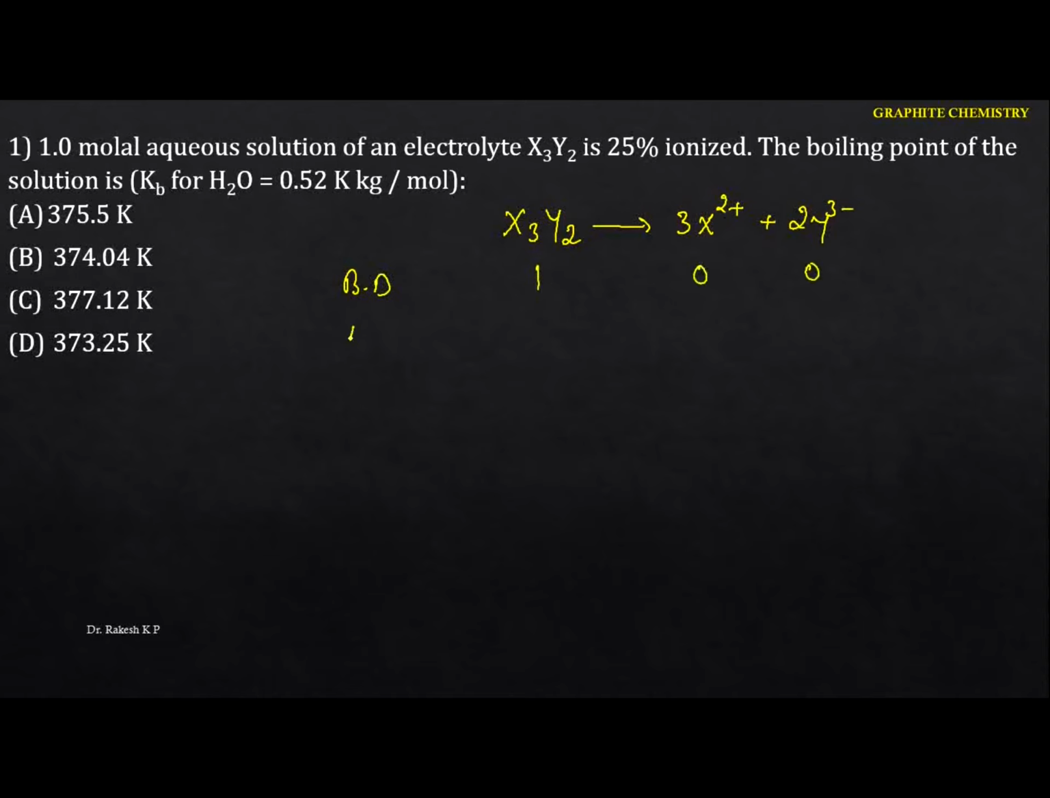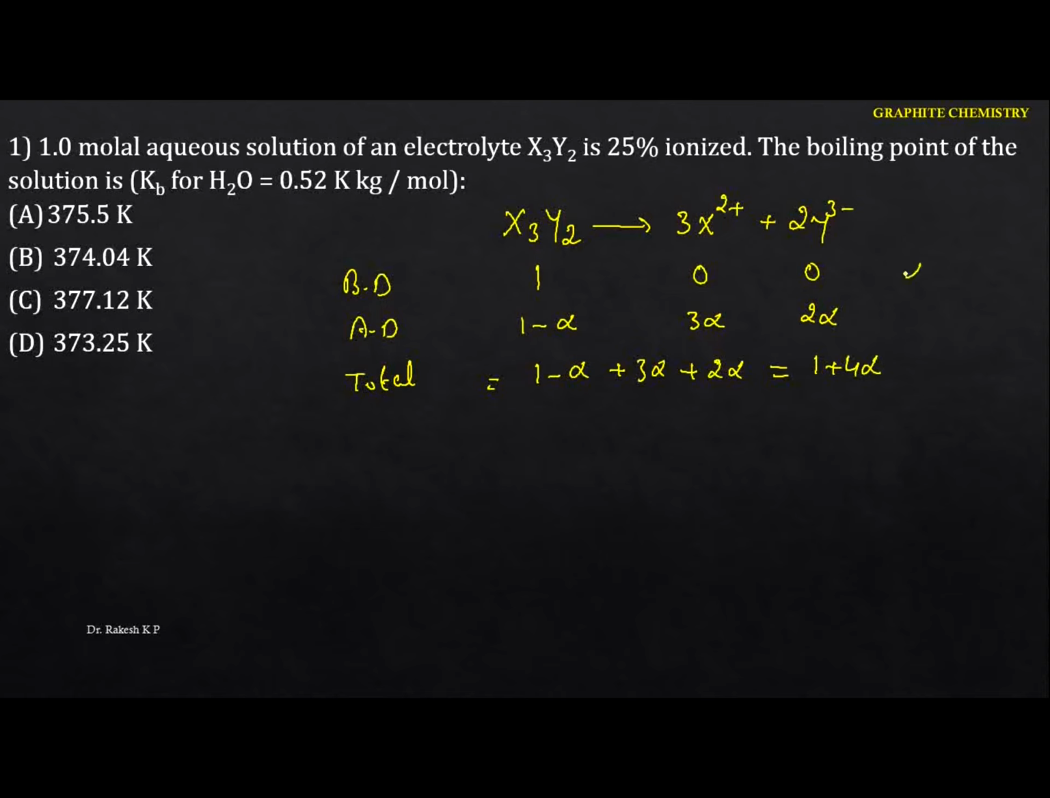And after dissociation, I am going to write there is some degree of dissociation. I can write 1 minus alpha here, 3 alpha here, and here it will be 2 alpha because we are having 2 moles. Now we have to identify the total number of moles. The total number of moles becomes 1 minus alpha plus 3 alpha plus 2 alpha. So in total what you are going to get is 1 plus 4 alpha.